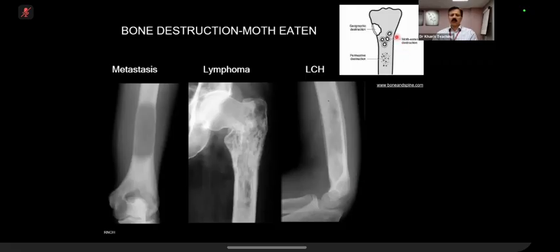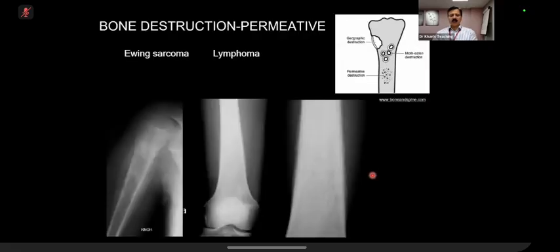Moth-eaten, which is in this diagram, multiple holes. So now you can see that these are multiple holes. We call it moth-eaten. Look at this, multiple holes, moth-eaten, and this with periosteal reaction. In the exam, the most difficult one, and many cases have come in the exam in the past, is this type of permeative bony destruction.